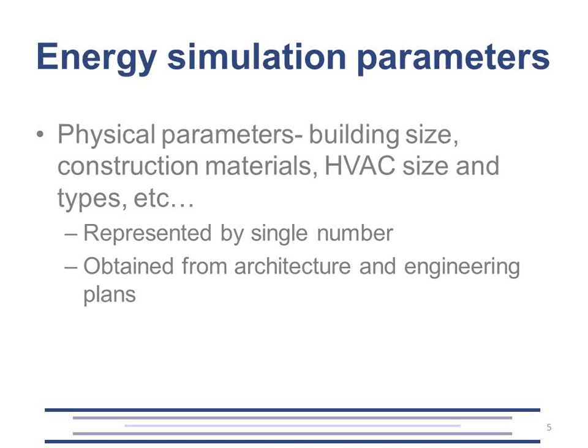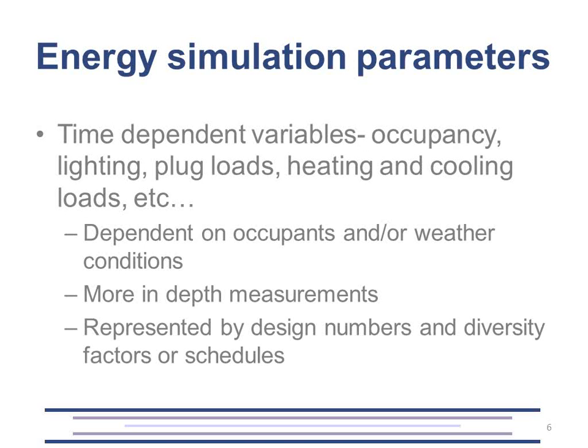So as you all know, there are a lot of parameters involved in defining an energy model, and some of them include physical parameters like building size, orientation, construction materials, and HVAC size. They are usually represented by one number, which is usually the design number of that specific equipment, and they are usually easy to find from architectural and engineering plans. But others are time-dependent variables, and they require more in-depth measurements, trend logging through energy loggers, and they are mostly dependent on occupants and weather conditions. They also need a schedule or diversity factor.